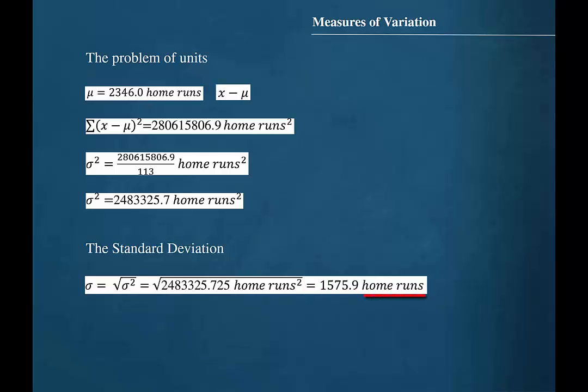The units of the standard deviation would then be consistent with the units for the mean and the individual data values. The rounding rule for the standard deviation is also to round to one more decimal place than occurs in the raw data. So the standard deviation for this population is 1575.9 home runs.